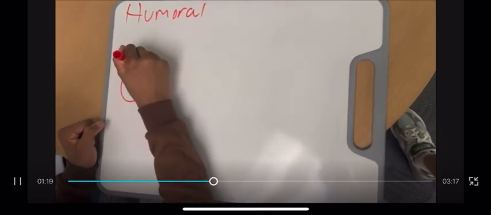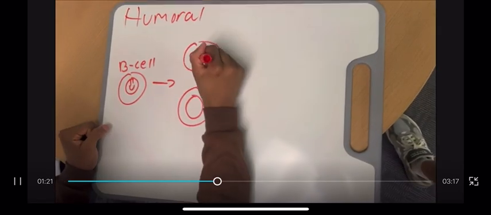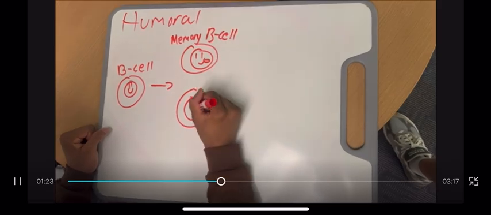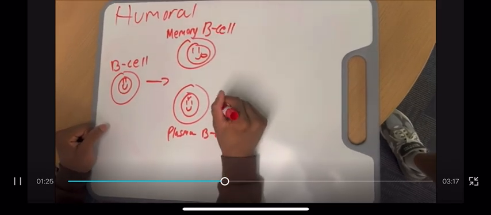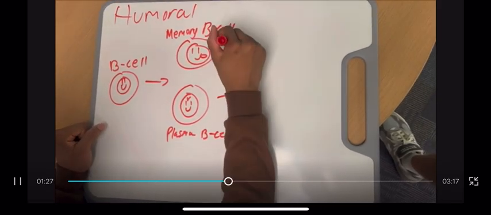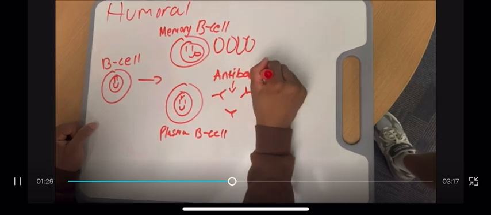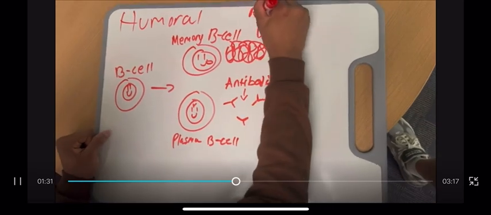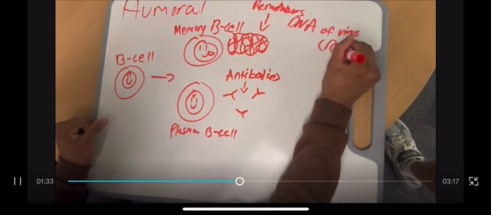Alright, so first, let's talk about the humoral response. This focuses on the B cells. The helper T cell activates naive B cells that have receptors matching the rabies antigen. Once activated, these B cells differentiate into plasma cells, which are like antibody factories. These plasma cells produce antibodies, which are special Y-shaped proteins that are specific to the rabies virus antigens.